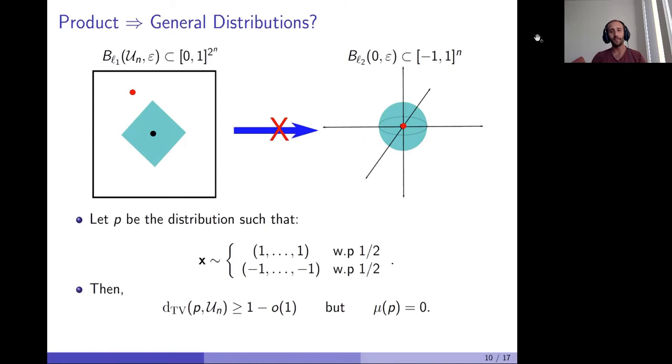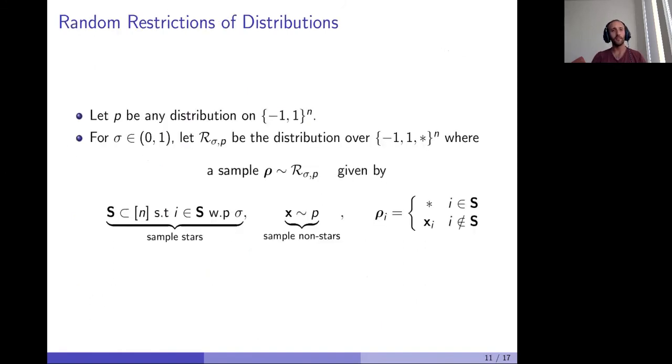And the main point of this work is to show that even though this picture is not true, after we allow taking random restrictions, we can say something about the Euclidean norm of the mean vector in relation to the variation distance to the uniform distribution. Before I tell you the main theorem, let me tell you about what it means to take a random restriction of a distribution. And the definition is very intuitive.